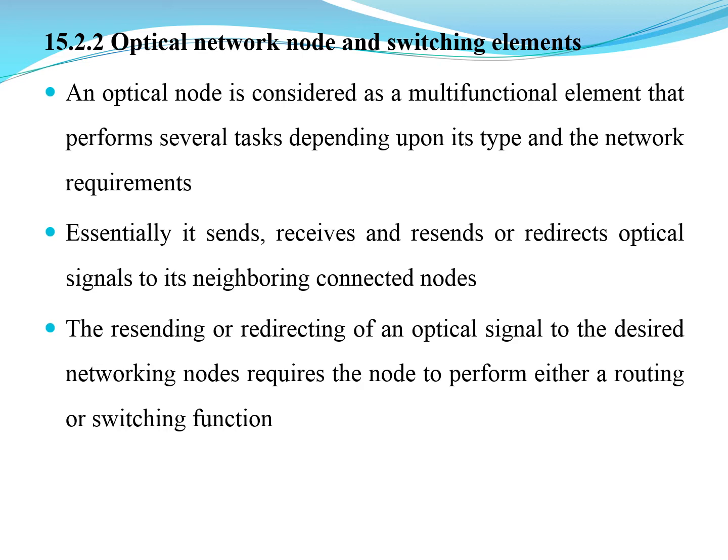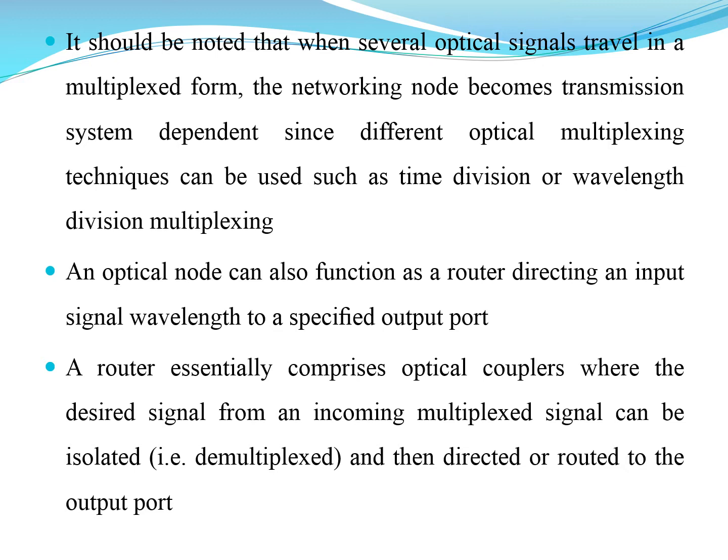The resending or redirecting of an optical signal to the desired network nodes requires the node to perform either a routing or switching function. It should be noted that when several optical signals are traveling in a multiplexed form, the network becomes transmission system dependent, since most optical signals are multiplexed using techniques such as time division multiplexing or wavelength division multiplexing.